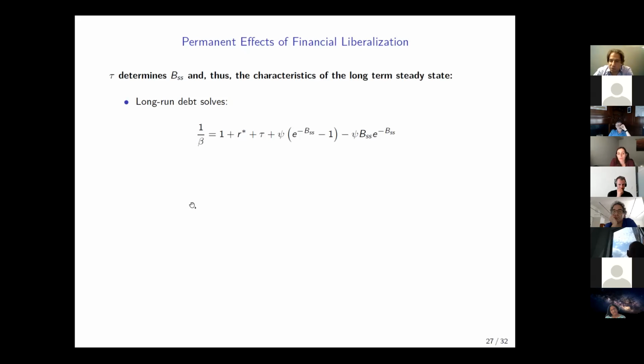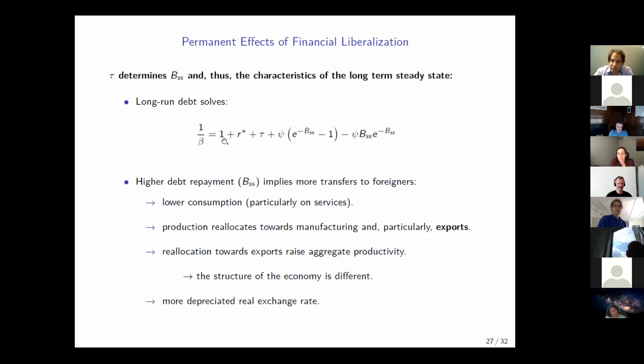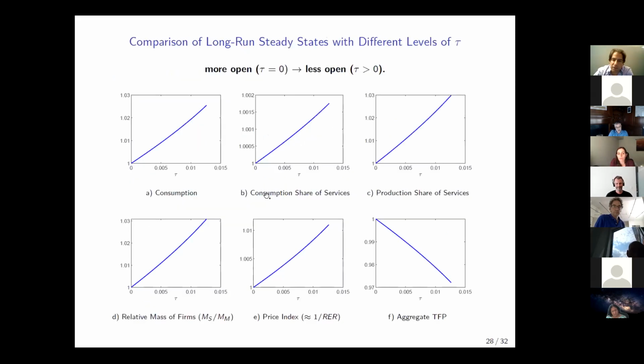So the level of debt in this economy in the long run is the solution to this equation. So you give me a level of tau, and I tell you what the long run level of debt is going to be. The lower the level of tau is, the larger the reform is, the more debt you're going to have in the long run. So basically what I can do is plot the different long runs of economies that are characterized by different levels of tau.